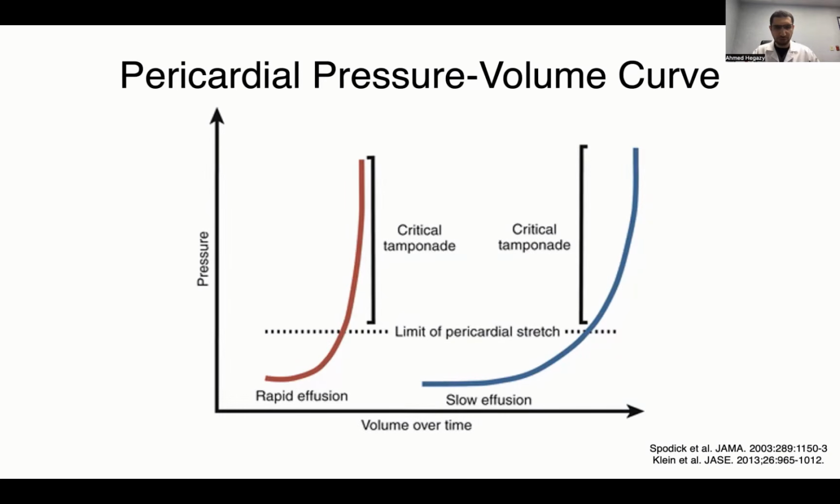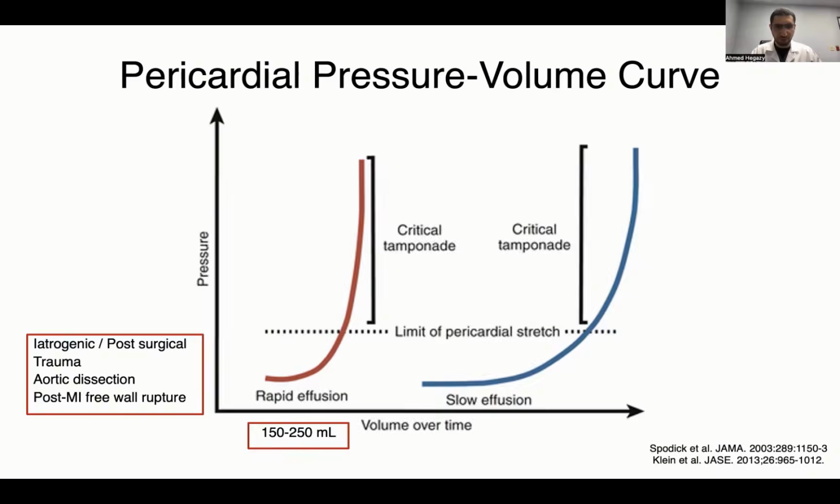If you have a pericardial effusion that accumulates very rapidly, you may develop pericardial tamponade with very little volumes. As little as 150 to 250 mils can give you tamponade if the pericardial fluid accumulates quickly. And this we usually see in iatrogenic pericardial effusions, post-surgical, traumatic pericardial effusions, in cases of aortic dissection, and in cases of post-MI free wall rupture.